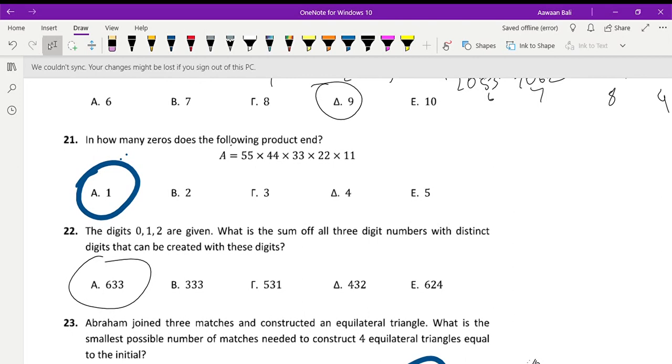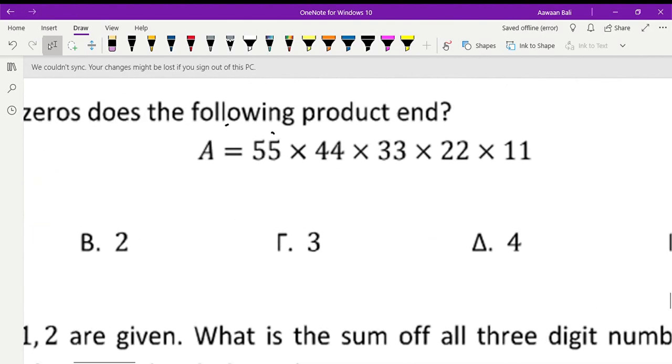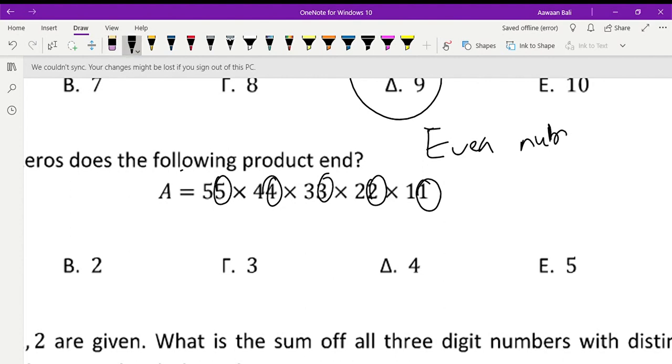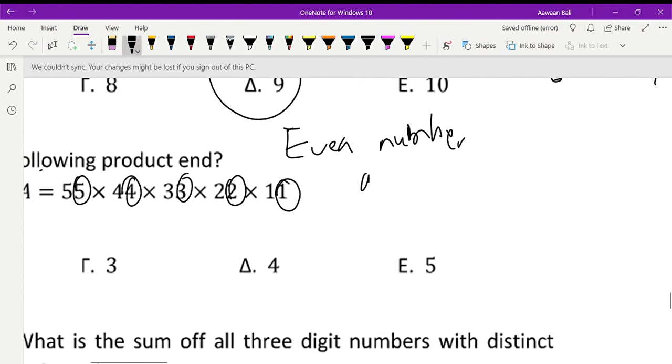Question number 21. In how many zeros does the following product end? It's as simple as that, because when you're ending with it, you just focus on the digit numbers. Now, to find a 0, the only way you can make 0 is when you're multiplying by 0. But here there's no 0, but we have a 5. And any even number which is a multiple of 5, it always ends in 0. Basically, even number and ends in 5. And multiple of 5 ends in 0.